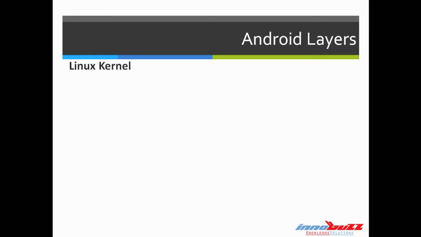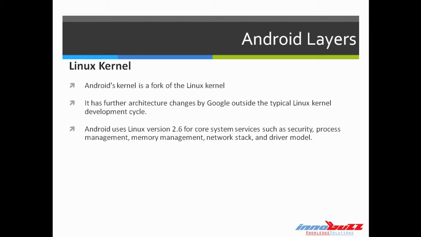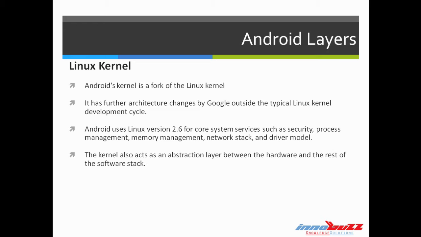The Linux kernel. Android's kernel is a fork of the Linux kernel. It has further architecture changes by Google outside the typical Linux kernel development cycle. Android uses Linux version 2.6 for its core system services such as security, process management, memory management, network stack, and driver model. The kernel also acts as an abstraction layer between the hardware and the rest of the software stack.